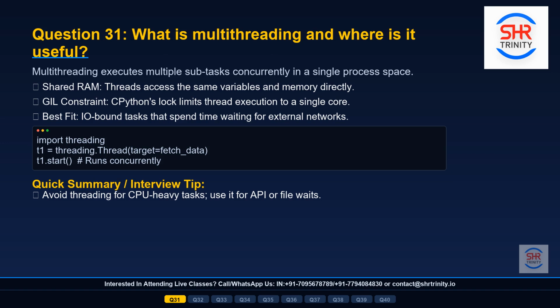Now, here is the critical point for interviews. Python has something called the Global Interpreter Lock, or GIL. The GIL allows only one thread to execute Python bytecode at a time, even on multi-core machines. So Python threads cannot run in true parallel for CPU-bound work. However, they are excellent for I/O-bound tasks like making network requests or reading files, where the thread spends most of its time waiting for external responses.